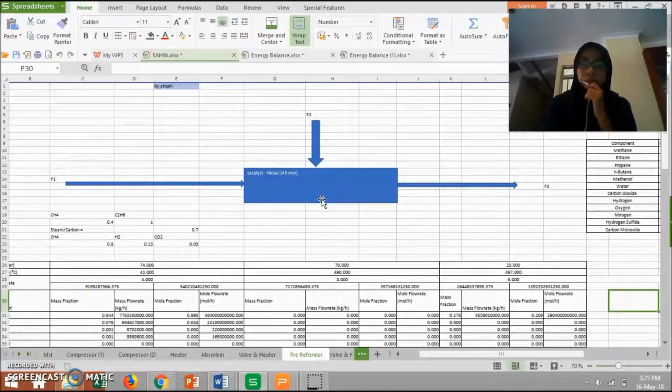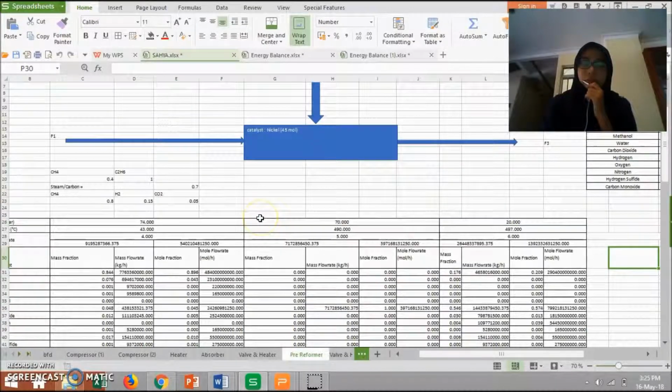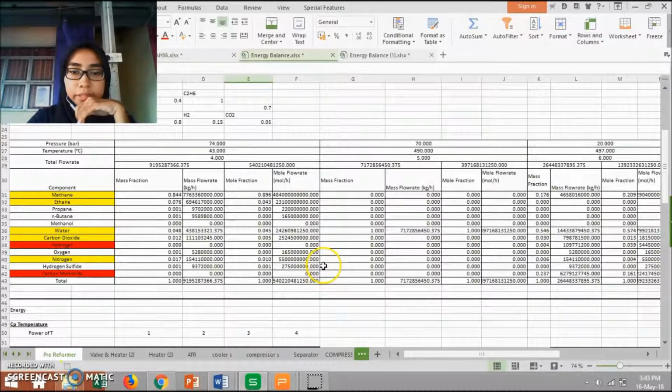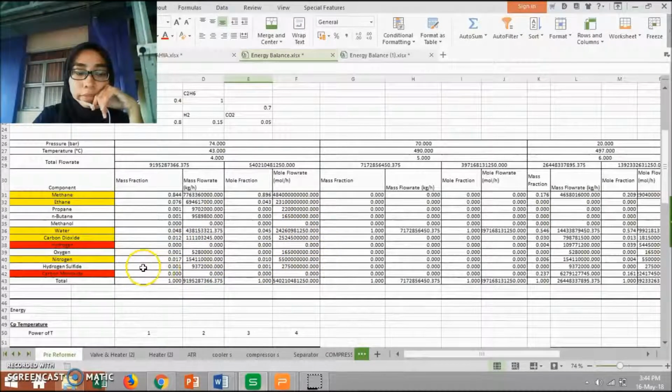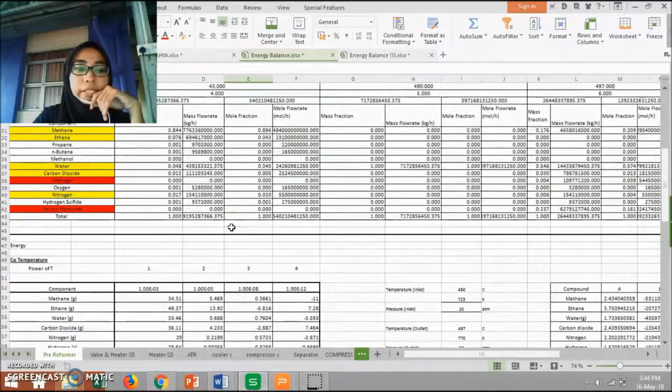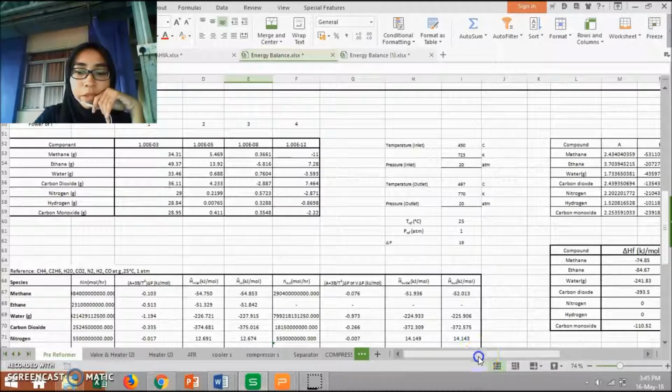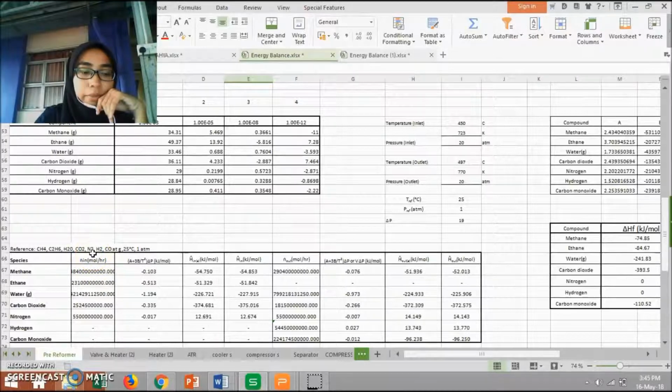As for the pre-reformer unit, it is a reactive unit. So I will explain the unit, which is the pre-reformer. For the pre-reformer, we are using heat of formation to calculate the energy value. I'm using the reference, which is methane, ethane, steam, carbon dioxide, nitrogen, hydrogen, and also carbon monoxide at 25 degrees Celsius and 1 atm.